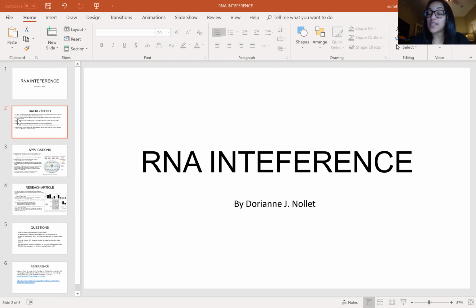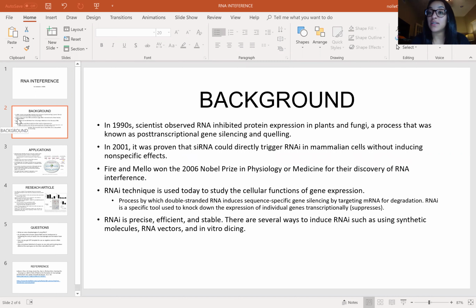Scientists actually observed this in 1990 in plants and fungi, which was known as post-transcriptional gene expression. And in 2001, it was proven that short RNA interference could directly trigger RNA interference in mammalian cells. Fire and Mello, who won a Nobel Prize in 2006, discovered RNA interference.